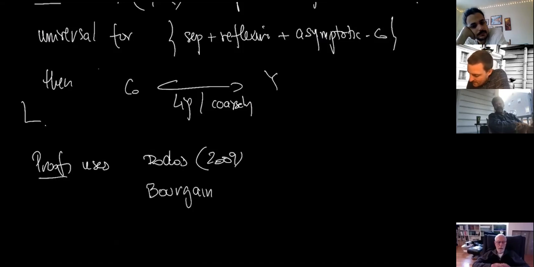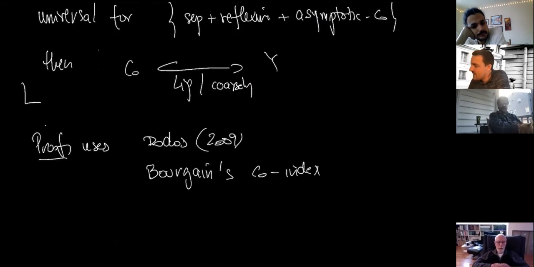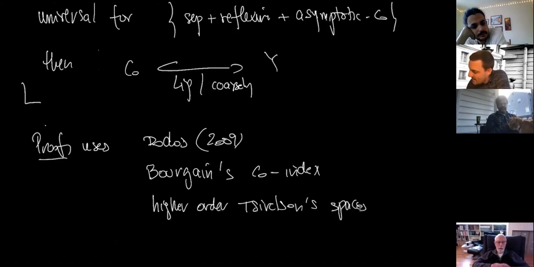If you combine this with Bourgain's C0 index, together with the fact that the higher order Tsirelson spaces, so T star alpha, where alpha is a countable ordinal, are separable, reflexive, and asymptotic C0, and they have a large Bourgain C0 index, when you combine these three ingredients, then you get the theorem.